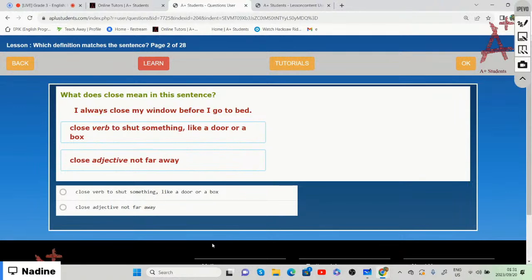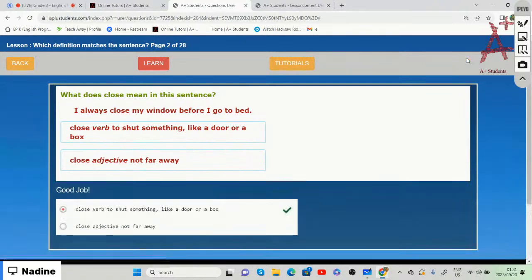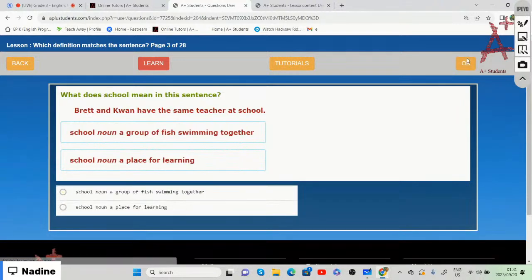So I always close my windows before I go to bed. So close, and that means to shut something. So we will then say it means to shut something like a door or box. Closing my windows, like shutting your windows.